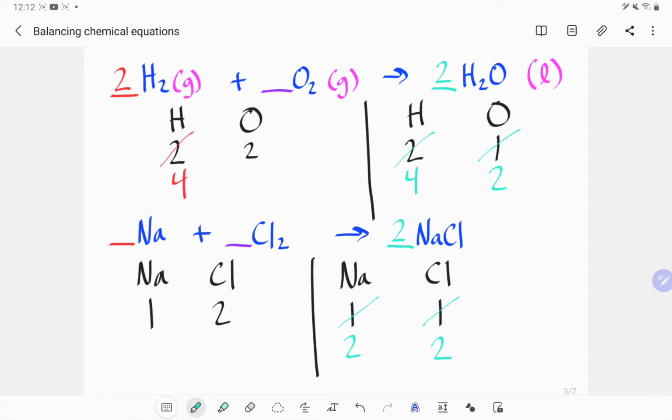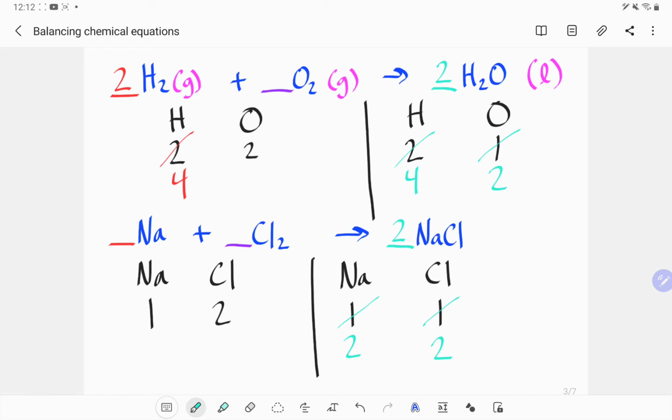On the left side of the equation, let's now compare what we have on the right side of the equation to the left side of the equation. Chlorines are now balanced, so we are good to go with the chlorines. However, by balancing the chlorines, we ended up unbalancing the sodiums. So we need to figure out what we can do in order to balance these sodiums now.